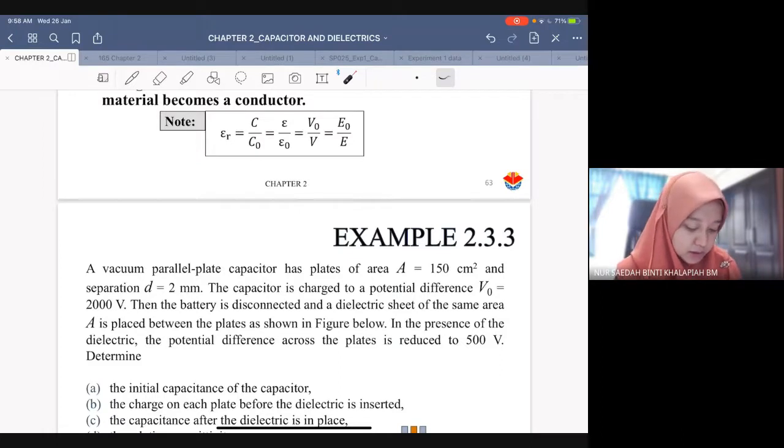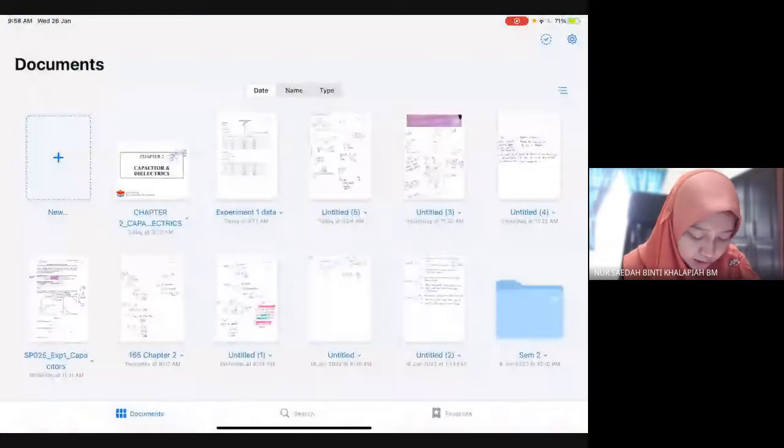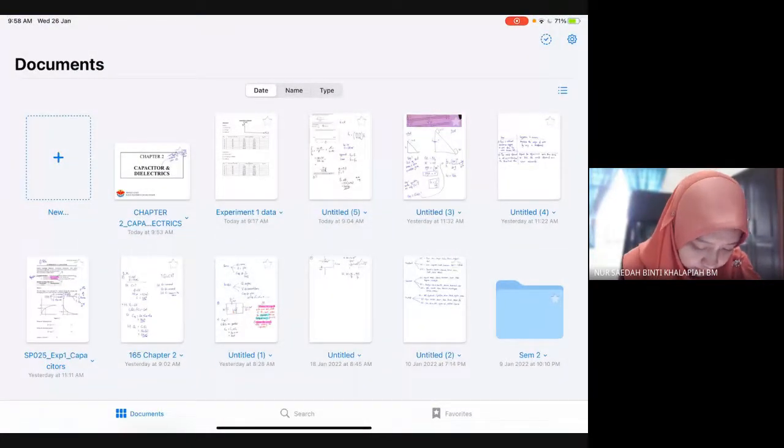Topik yang ketiga kan, semua ni cuma latihan sahaja. Okay, so kita boleh buka buku tutorial korang. Korang boleh buka buku tutorial. Kita tiba soalan nombor berapa?